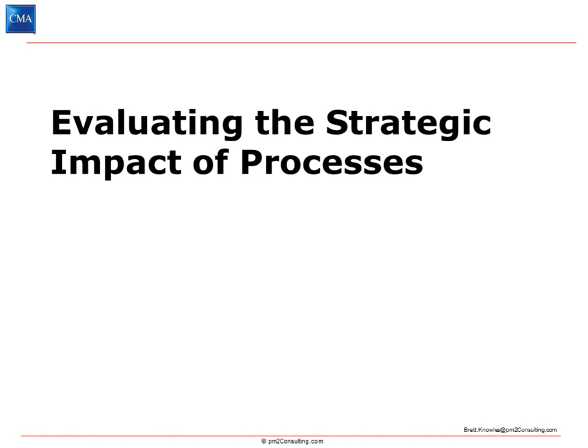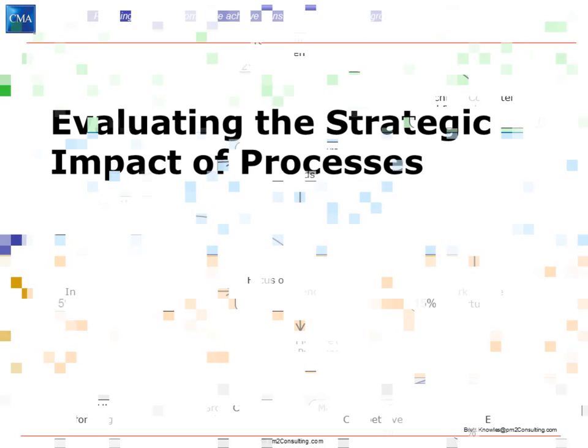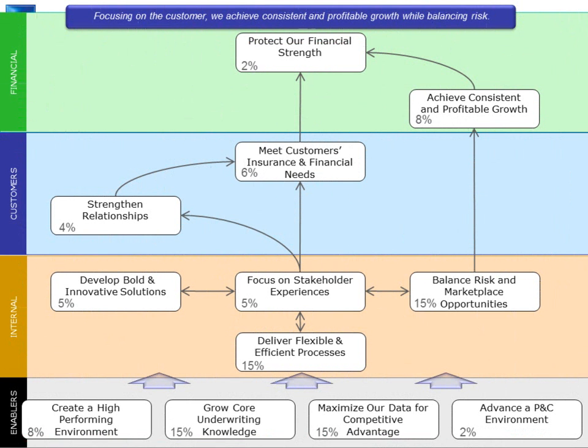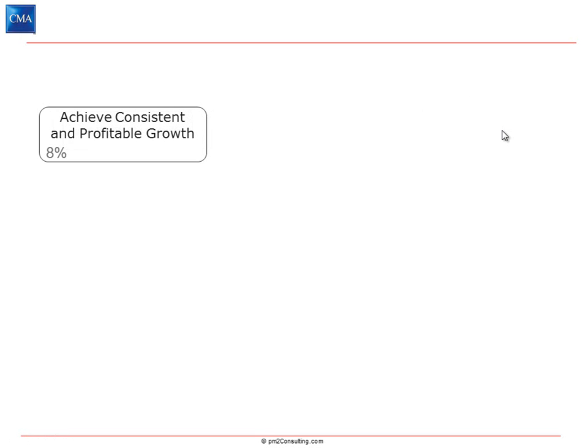Here I'm going to give you a simple explanation of how we begin going about this strategic analysis of process performance. So if we take a strategy map, we're going to take a specific objective. In this case, let's take the objective of achieve consistent and profitable growth as an example. So what we're going to do is then begin lining up our core processes next to this.